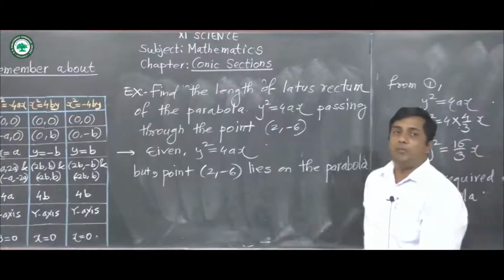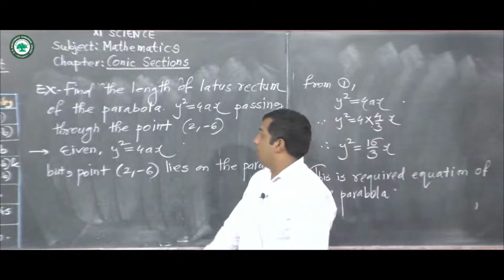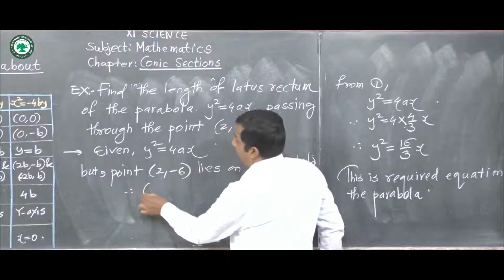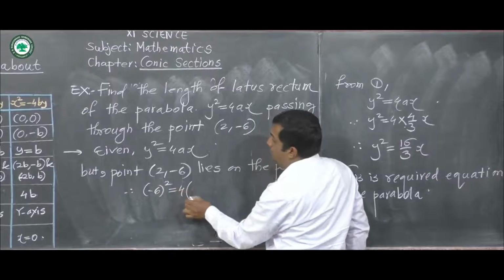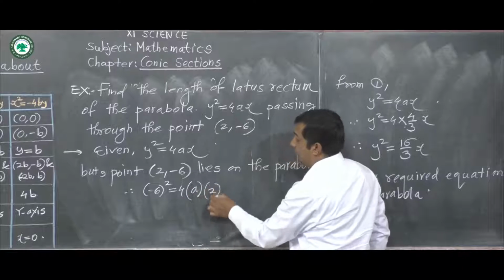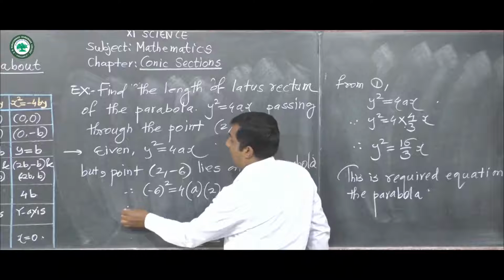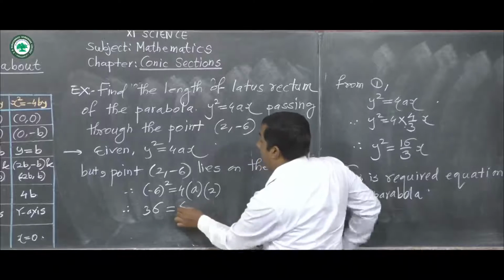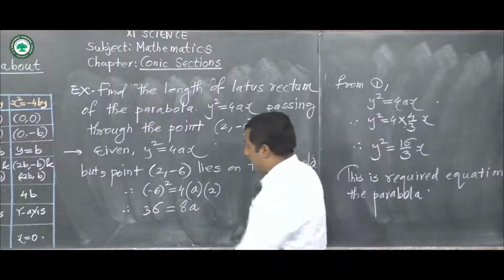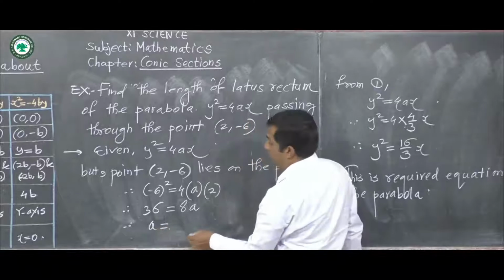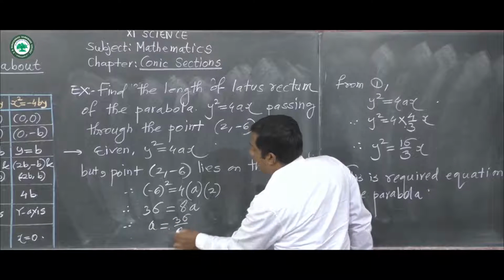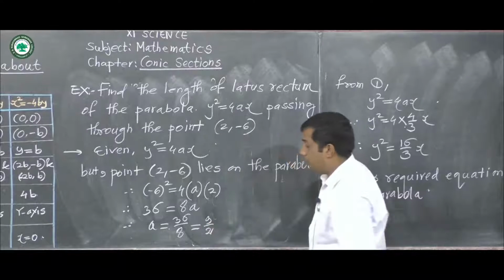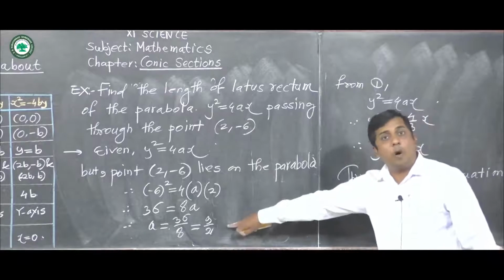So this point satisfies the given equation. Here we replace x by 2 and y by minus 6. So we get minus 6 square is equal to 4 into a into 2. Minus 6 square is 36, so 36 is equal to 4 into 2, that is 8a. Then a is equal to 36 upon 8, we get 9 by 2. This is the value of a.